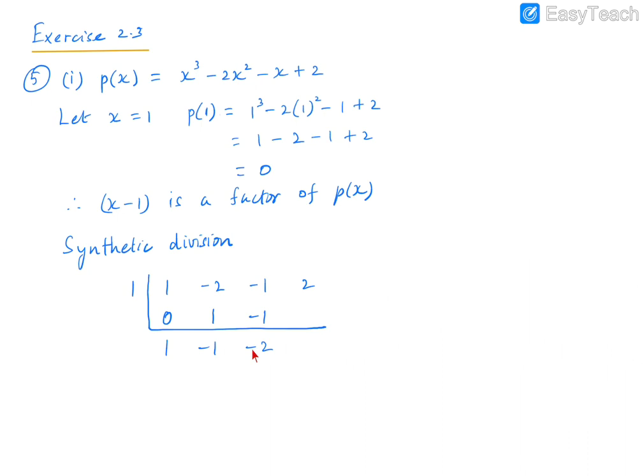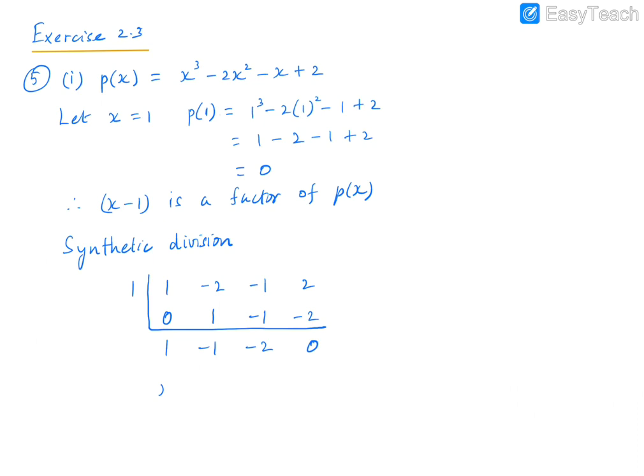And now we multiply minus 2 with this term. So minus 2 into 1 is minus 2. And then we add these two terms. So 2 minus 2 we get 0. So these are the numbers at the bottom that we have here. These are the coefficients of a polynomial whose degree will be 1 less than the degree of our given polynomial.